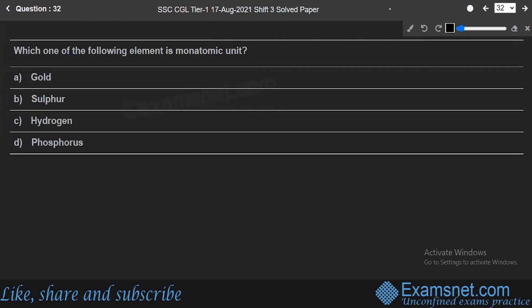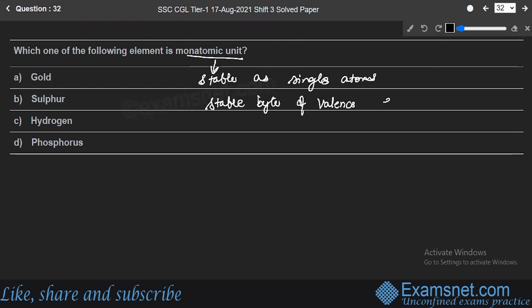Question number 32. Which one of the following elements is a monoatomic unit? Is it gold or sulfur or hydrogen or phosphorus? You need to know, first of all, what monoatomic units are. Monoatomic elements or units are the ones that are stable as single atoms. They can exist in the form of single atoms. For an element to be stable by itself, it must have stable valence electrons, like its outermost shell should be complete.